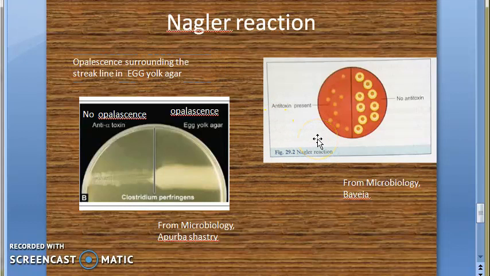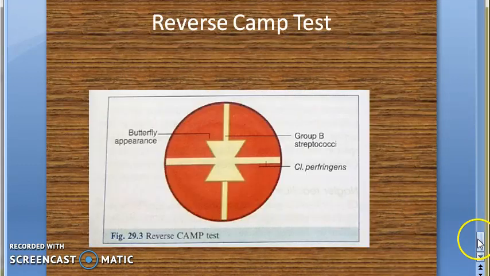Okay. Here they have tried to show opalescence and here they have tried to show no opalescence. Similar, but here they didn't streak it. Okay. But this can be produced by many other bacteria. You should know that, the alpha toxin.